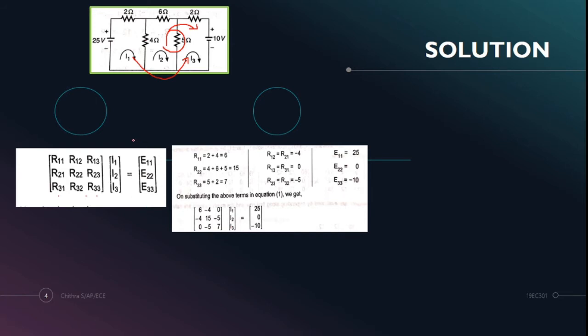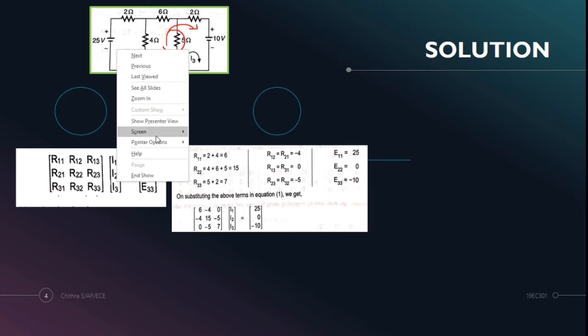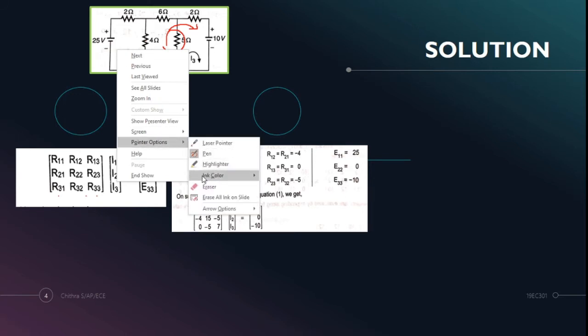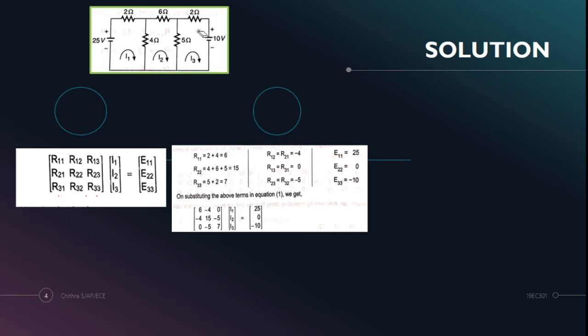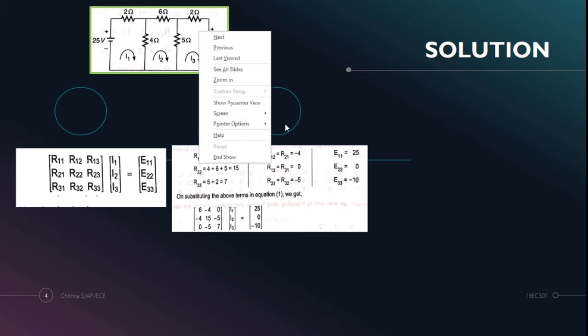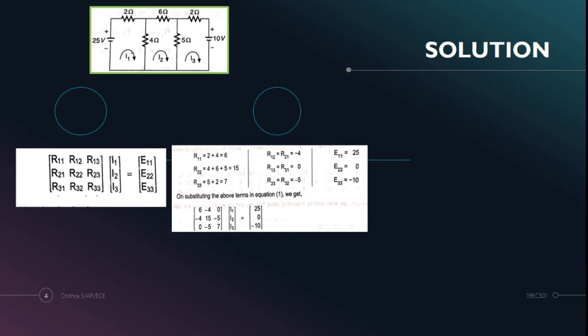Now what about the voltage values? In the first mesh, there is a voltage of 25 volts, and the third mesh also has a source of 10 volts. But in the second mesh, there is no voltage source, so for the second mesh the value will be 0. Now come to the first mesh. We need to observe the direction of the flow of current, whether it is from minus to plus or plus to minus. In the first mesh, the current flows like this and comes back this way, so it is minus to plus. Minus to plus polarity will be represented by plus 25 volts.